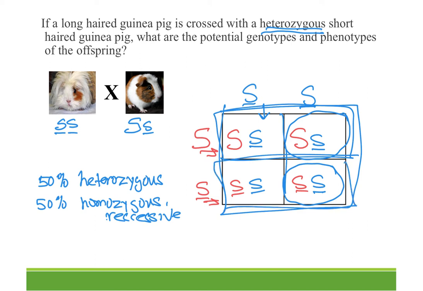What would be this is the genotype. What would be the phenotype? Well, we've got 50% of those heterozygous will be showing short hair, and the other 50% will be long hair.